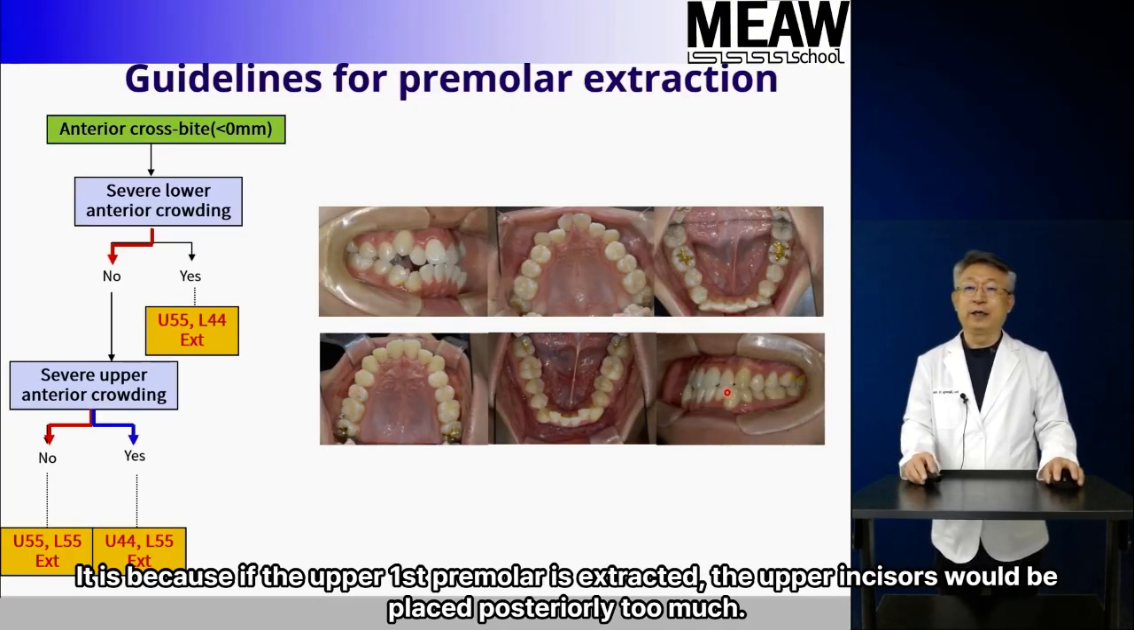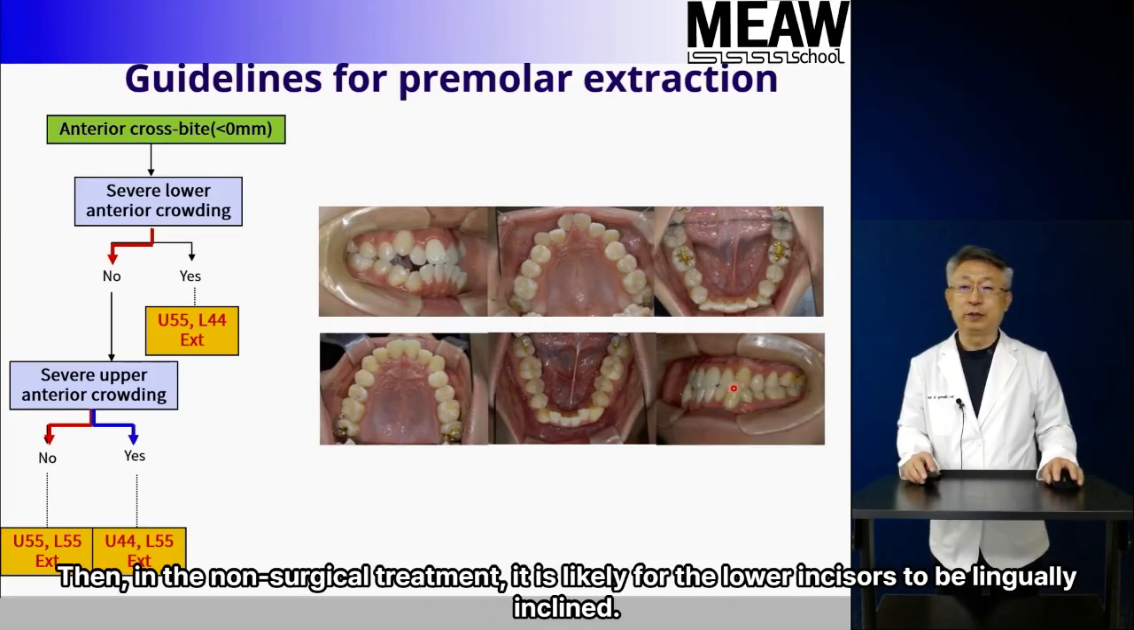It is because if the upper first premolar is extracted, the upper incisors would be placed posteriorly too much. Then, in the non-surgical treatment, it is likely for the lower incisors to be lingually inclined.